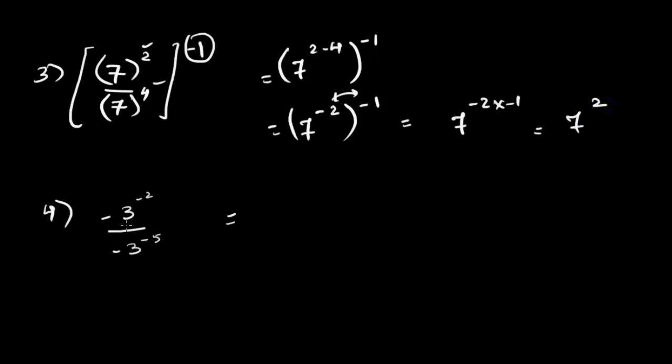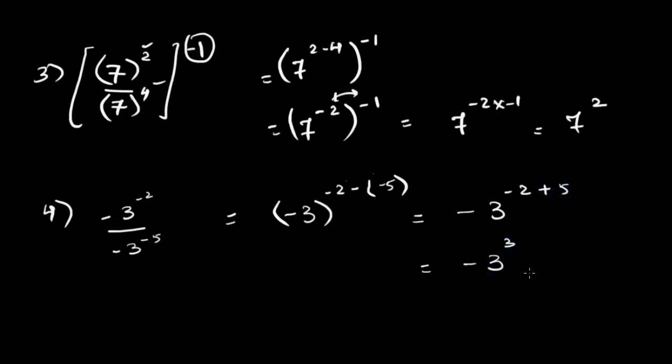Another question where we have integer powers. Here the base is negative 3, which is the same for both, up and down. We subtract the powers, so we put negative 2 minus negative 5. We get negative 2, minus and minus is a plus 5, so we get negative 3 to the power of 3. We notice here that the laws of exponents stay the same, no matter whether the power is an integer power or a whole number power.